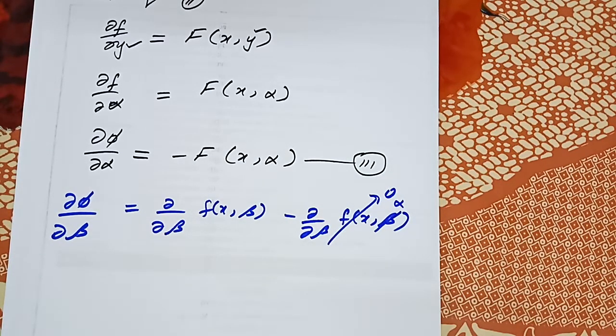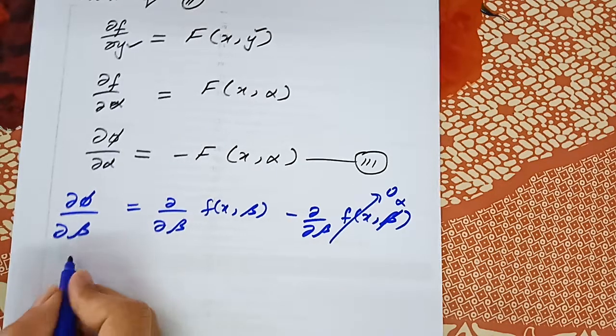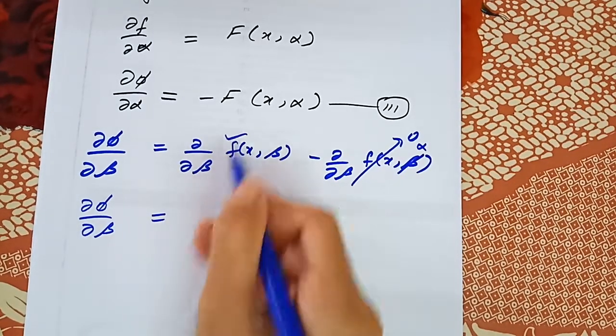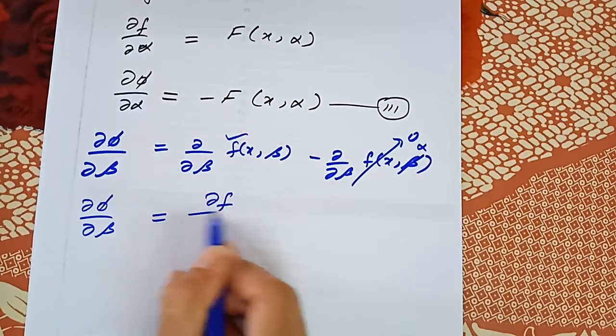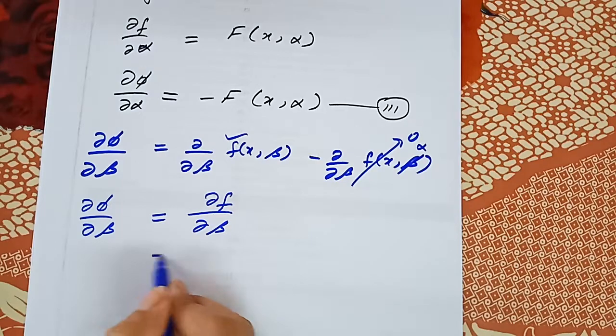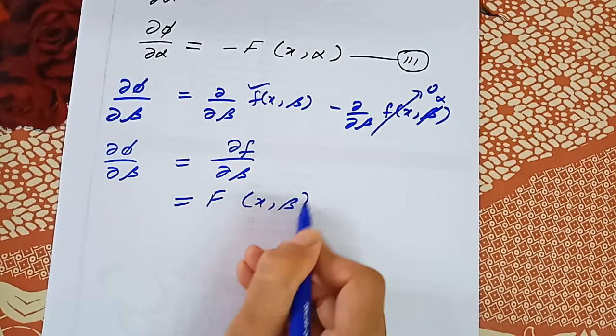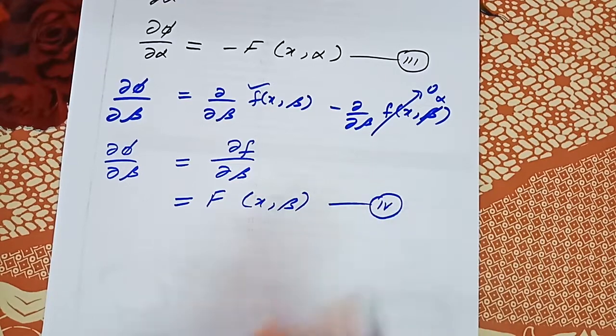So what are we left with? We are just left with partial phi over partial beta equal only to this function, partial f over partial beta. And you know that that is capital F of x, beta. Mark it as equation number 4.